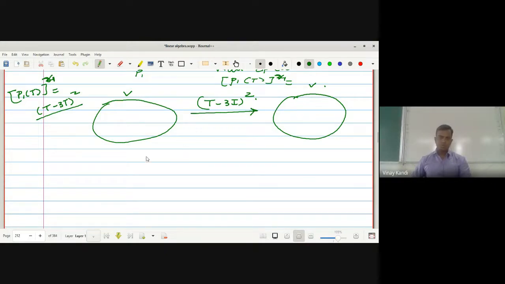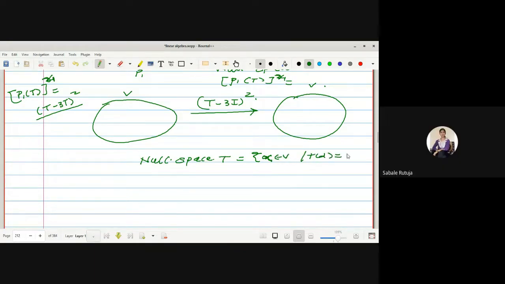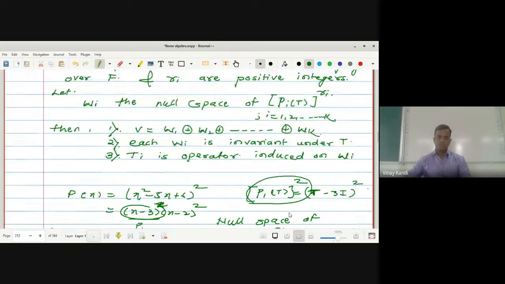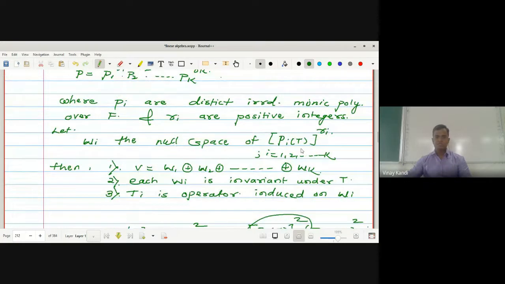It will be an operator on V. What is the null space of T? What do we do? Null space of T is the collection of those elements alpha belonging to V such that T of alpha is equal to 0. Here, what will the null space be? Null space of T minus 3I bracket square is equal to the collection of those elements such that T minus 3I square of alpha is equal to 0. Okay, so that is the null space of Pi of T bracket raised to R.